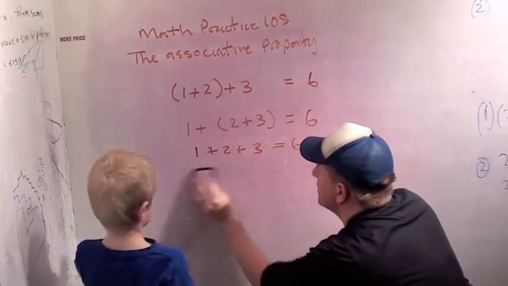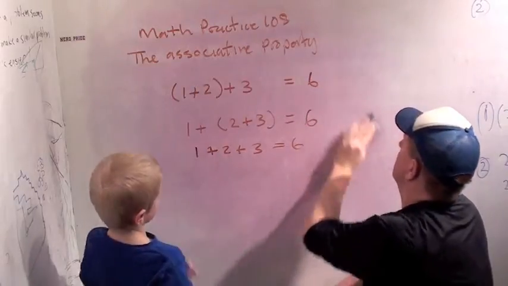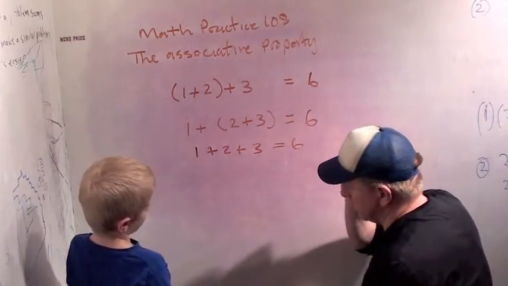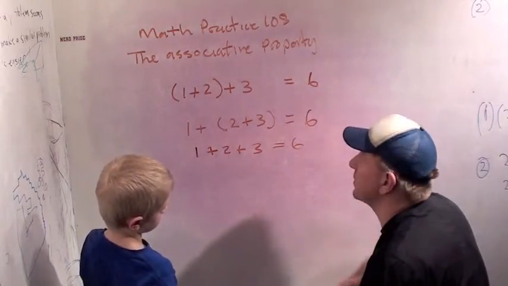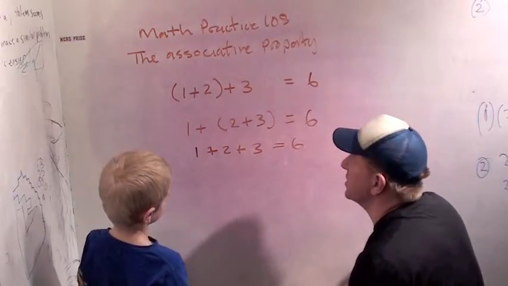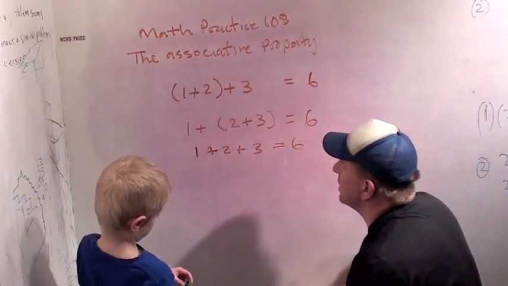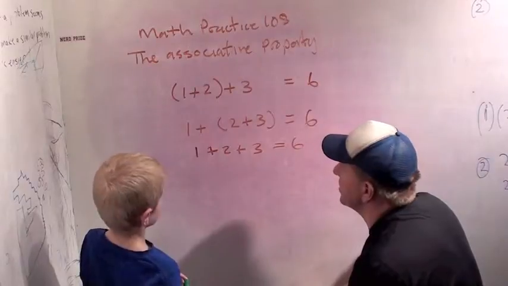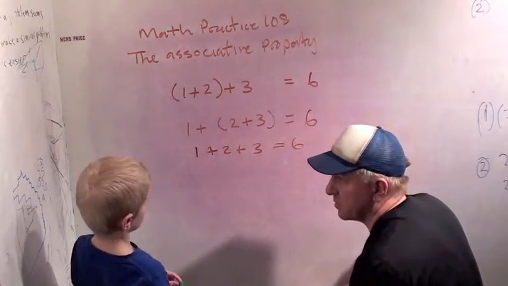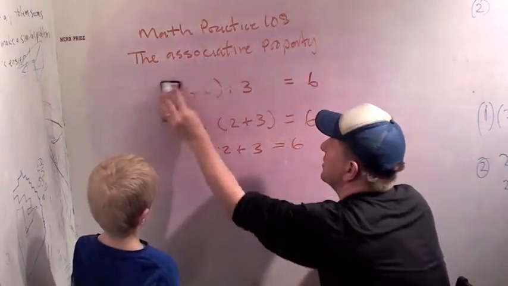Alright, so what does that mean? Well, the same thing is true in multiplication, and let's do 1 times, well actually let's do 2 times 3 times 4, that way we get different numbers.